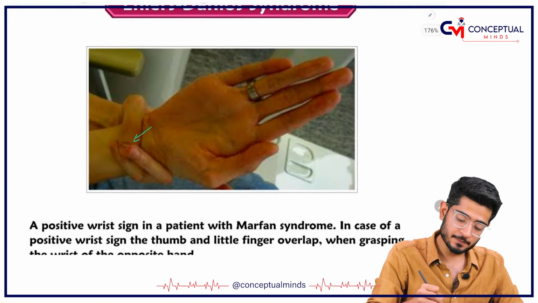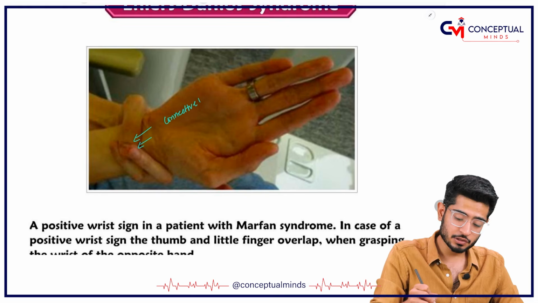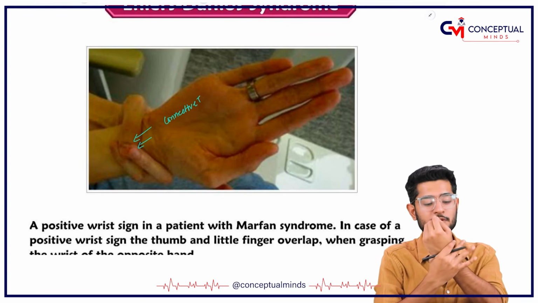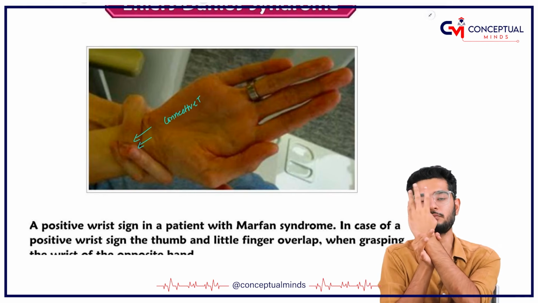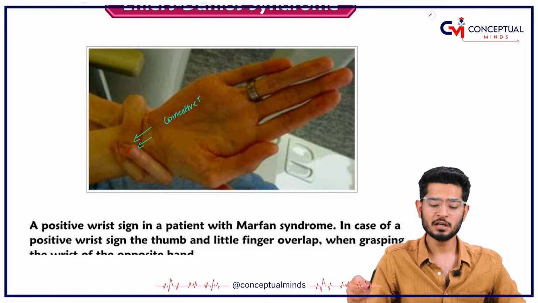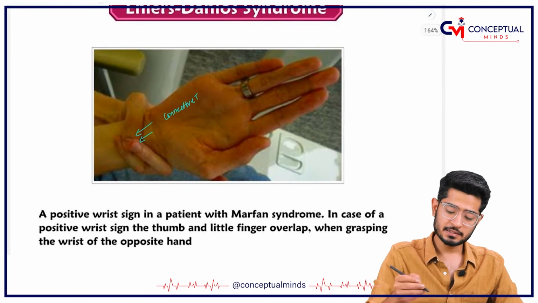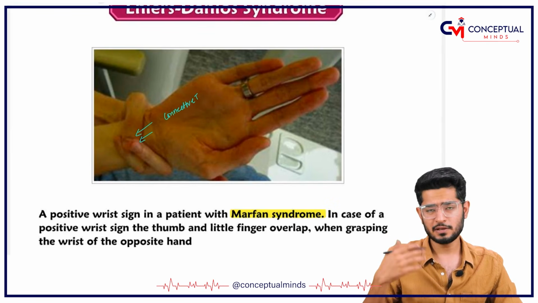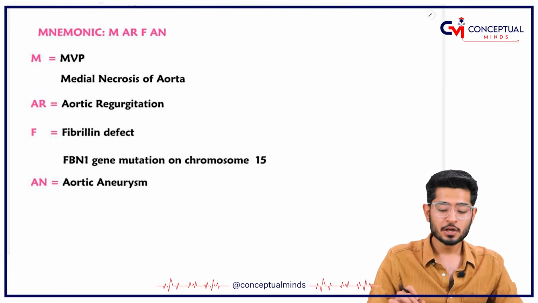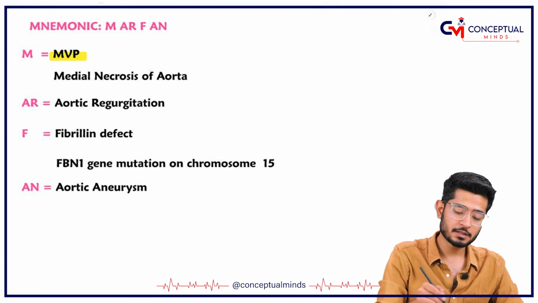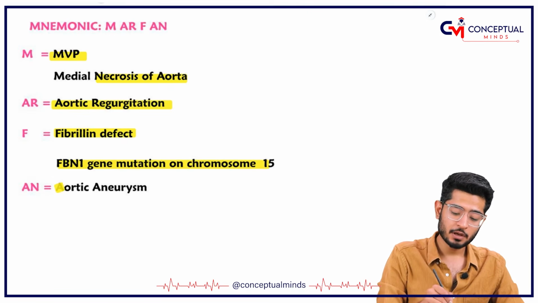Can you see, this is something which can be seen in all the connective tissue disorders. Generally it's not possible that the first finger is going to cover and hold in close proximity. But since this is Marfan syndrome, and even in Ehlers-Danlos, the positive wrist sign is there. Why? Because the thumb and little finger can easily overlap. In Marfan's also there is MVP, necrosis of aorta, aortic regurgitation, fibrillin defect, FBN1, aortic aneurysm.